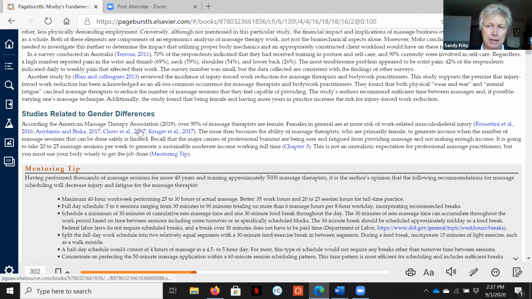And where this becomes problematic is that most massage therapists are females, and many of the continuing education providers or instructors are male. And of course, you've got Luke with us, and he is going to be able to do stuff differently than I can. And he's younger. That makes a difference as well. So we can't deny that this exists.